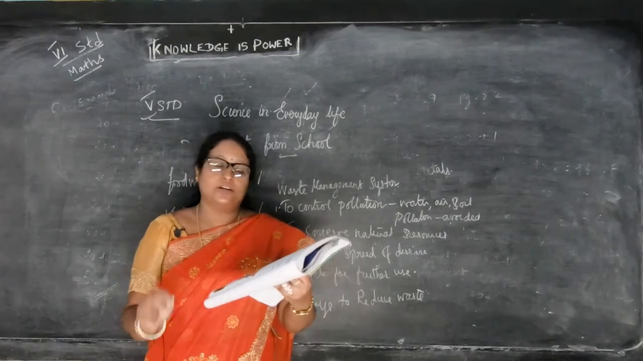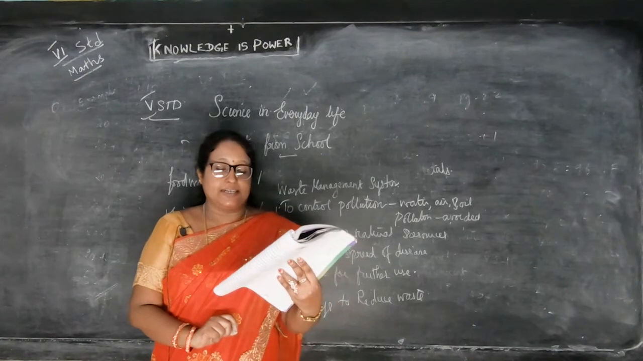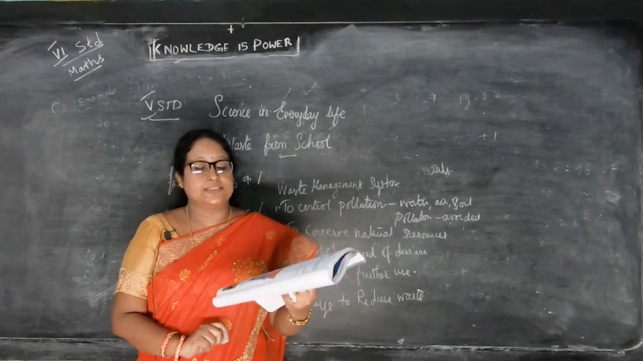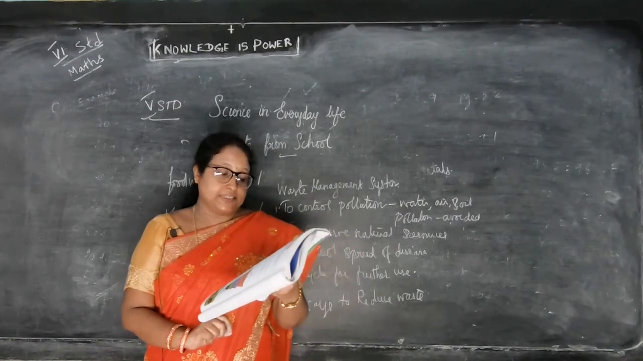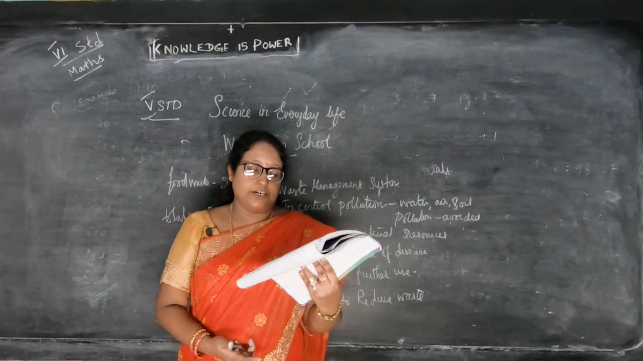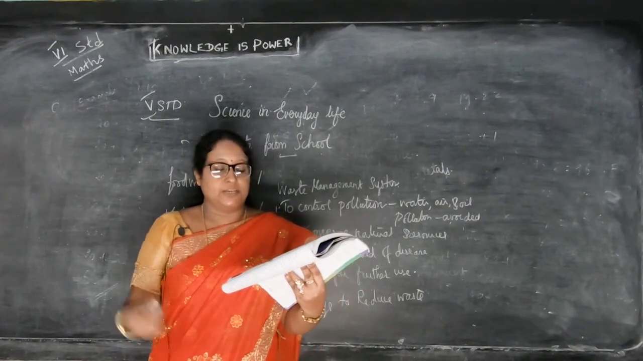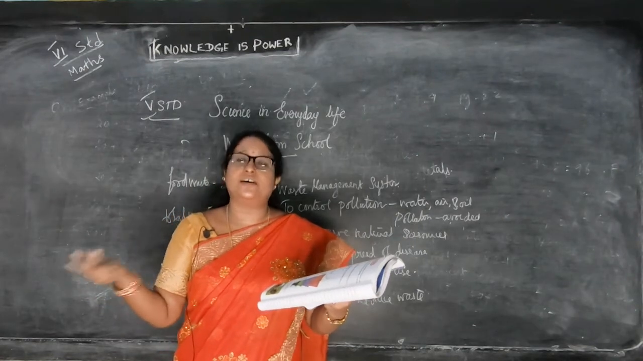Then don't waste food. It's an important one. Don't waste food. Waste food in schools can be collected and used to feed the cattle. Then organic waste, that is waste from the plant or the animal, can be converted into manure. That is used for fertilizing the land. It can be used as a manure or a fertilizer.